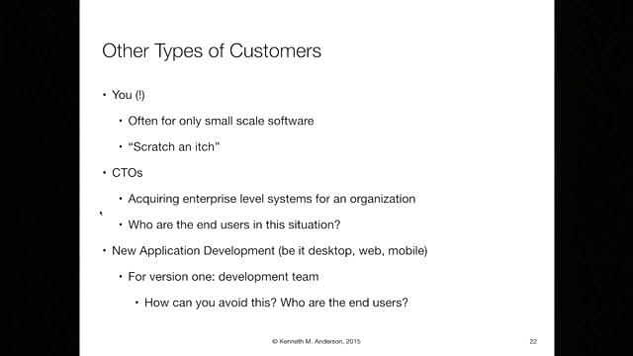Another type of customer is the CTOs of companies. They're chief technology officers. They're the ones that are acquiring enterprise-level systems for their organization. So they're the ones that are going to be paying the bills. They're the ones that are going to be telling you what the requirements are for their organization. And just like the small business owner and their customers, we're in the same situation. The CTO is giving us the requirements, paying for the system, but may not be the end user.